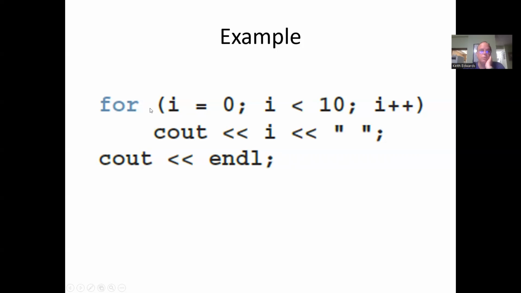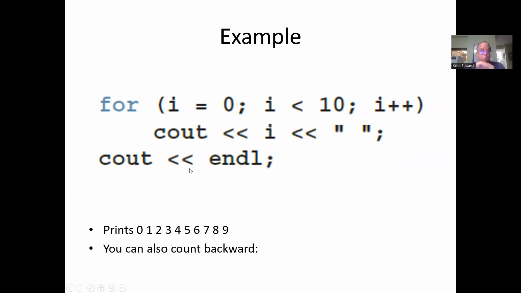So here's an example of a for loop. We start out with i equal to 0, i less than 10, that's the terminating condition, i++, that's the update condition. And we output i, and so this will count from 0 to 9. And at the end, we output an endl. We can also count backwards, starting at 10 and going down to 0 using i--, and that will count things down for us. So there's where the ++ and -- really come into play.